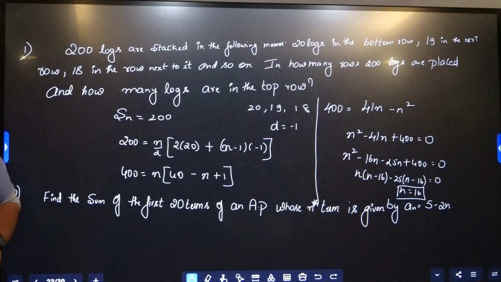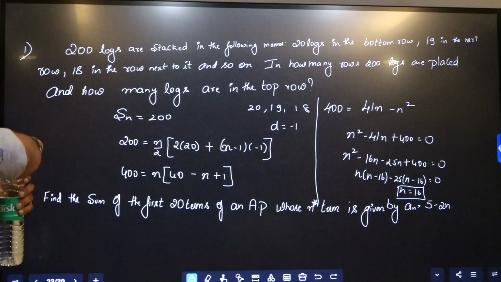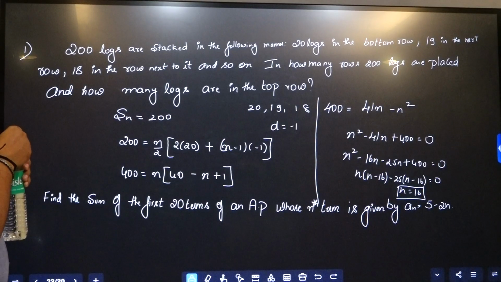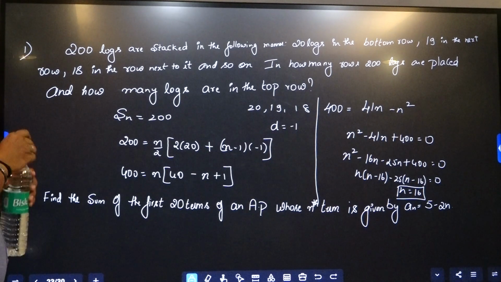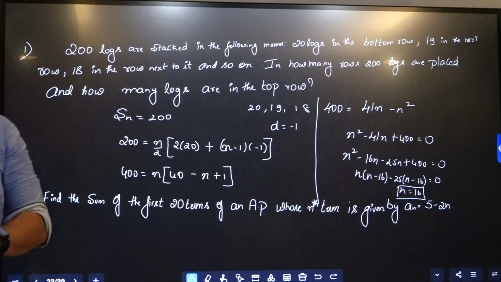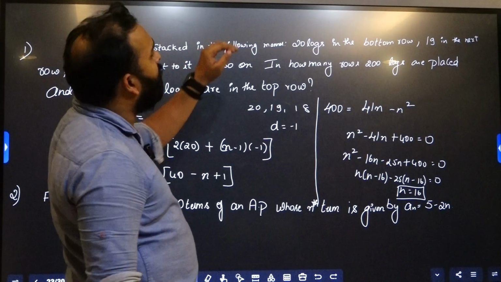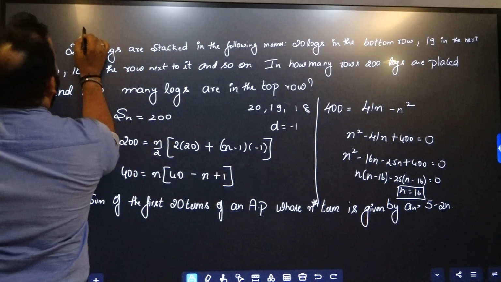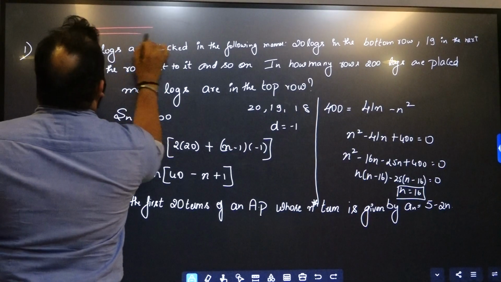If you look at this, 200 logs are stacked in the following manner: 20 logs in the bottom, 19 in the next row, 18 in the row next to it, and so on. If you notice here, children, 200 logs are stacked in the following manner. They will give a diagram. If I'm not wrong, in the textbook they have given the diagram.